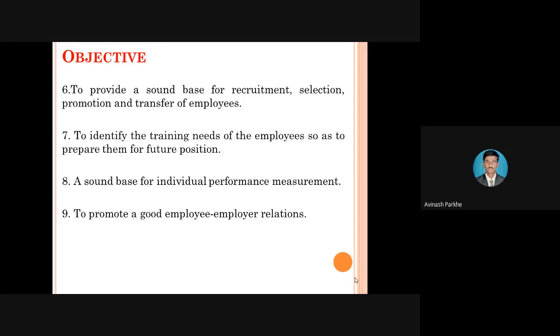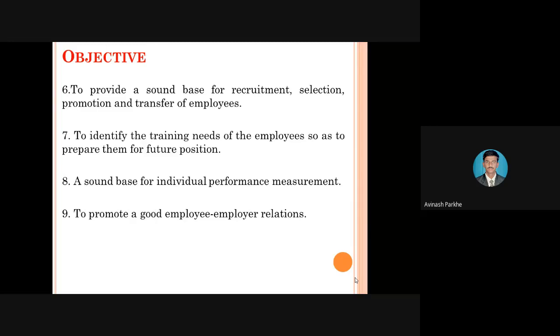Then the next objective is to identify the training needs of the employee so as to prepare them for future positions. So if we have to give additional training, advanced training, to the employees in order to prepare them for the future position. In future, if we have to start a new plant, or a new technology in your industry, then as per that new technology and new plan, we have to give training to all types of employees. At that time, the concept of job evaluation plays a very important role.